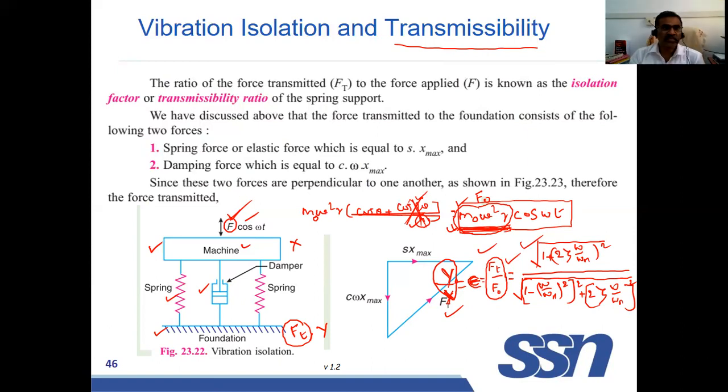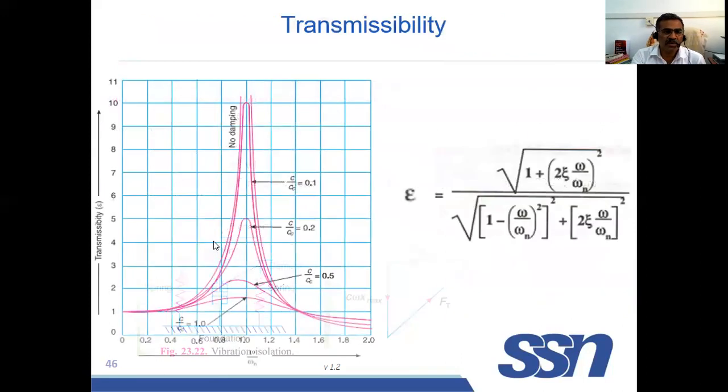This is about vibration isolation and transmissibility. In this section, we will solve a problem. Before that, this is the equation for transmissibility, epsilon. It may be force transmissibility or motion transmissibility. Force transmissibility is Ft by F. Motion transmissibility is y by x.